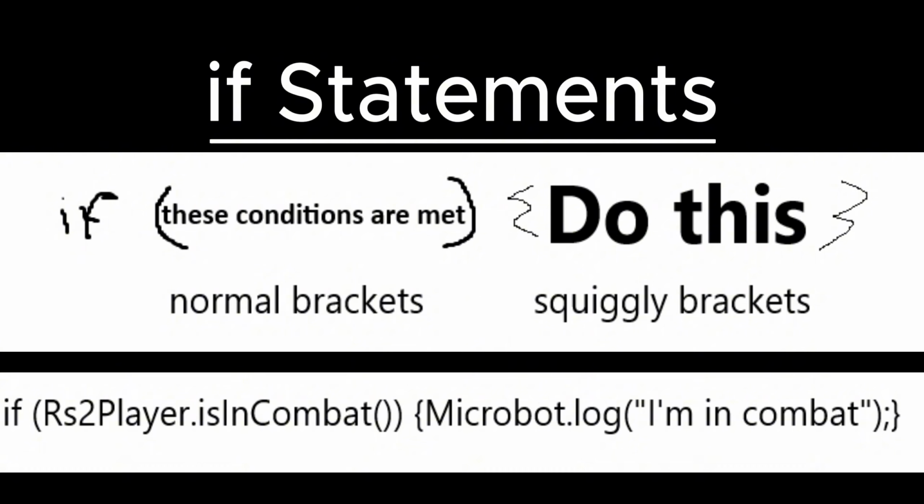So we open up a squiggly bracket, and what we want to do, for example, is put microbot.log, and then I'm in combat, so we open up the bracket, we put the quotation marks, that's the message we want to send. We close the bracket, and then we put a semicolon, which is the end of our statement inside of that squiggly bracket, and then we close the squiggly bracket. So we say do this and just do this, there's nothing more I want you to do, just if I'm in combat, print this. So that's the essentialities of the if statement.